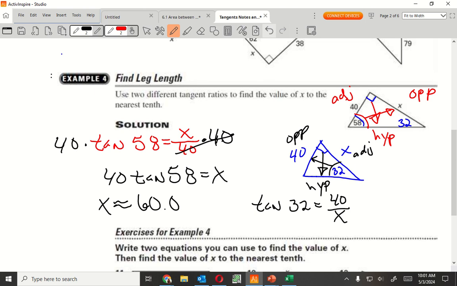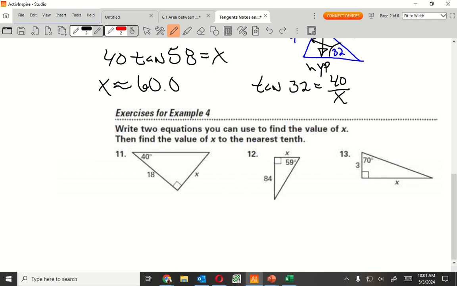All right, so I'm not going to have you do both of them, but don't worry about writing the two equations, just do one. Okay, find the value of x to the nearest tenth.